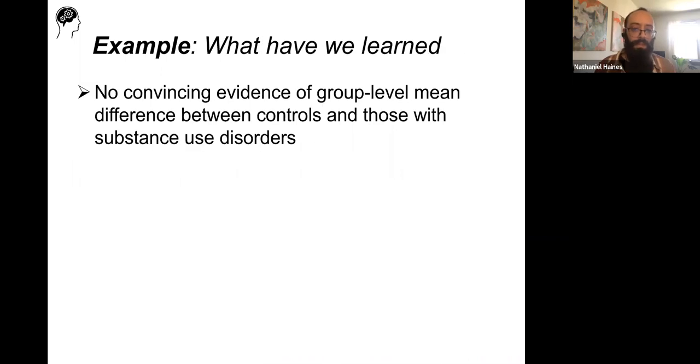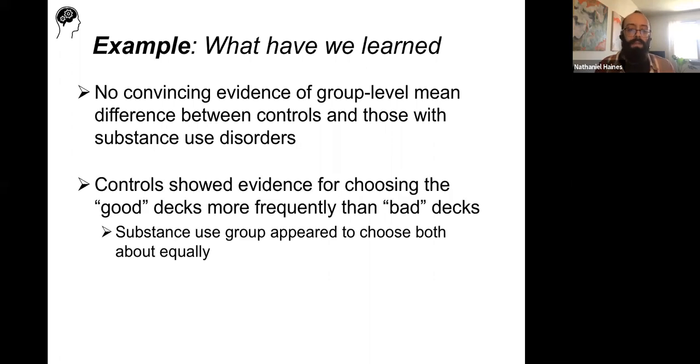So we went through all of that, and we came to a similar conclusion as we did with the traditional frequentist t-test approach that I described at the very beginning. The main conclusion we are taking away from this analysis is that we didn't really find convincing evidence of group level mean differences between our groups.